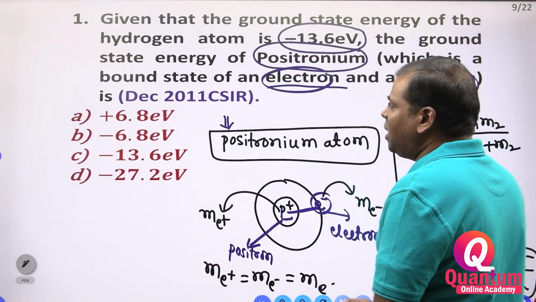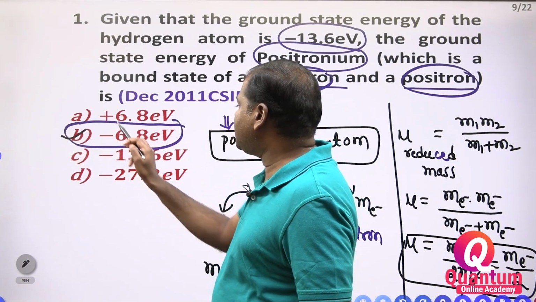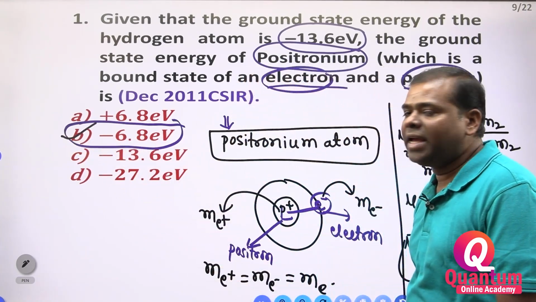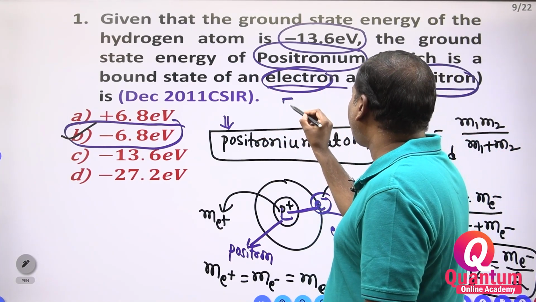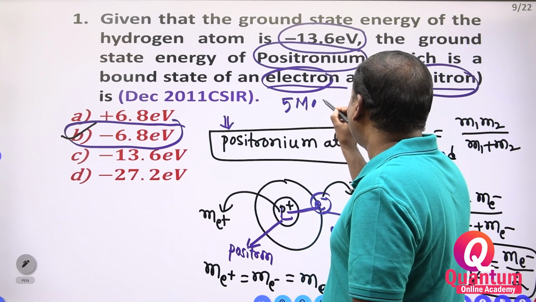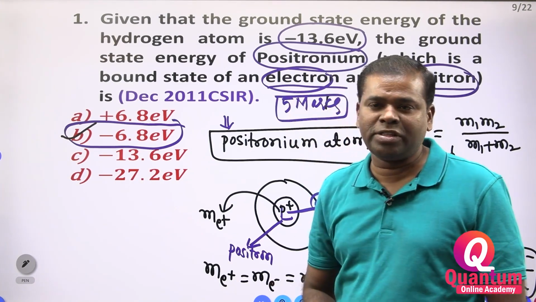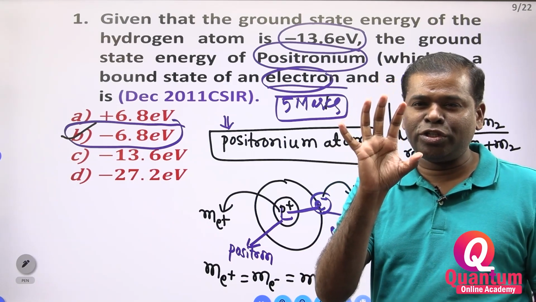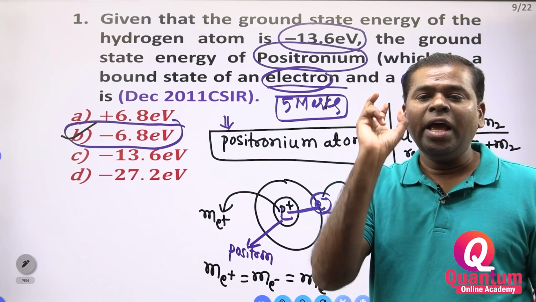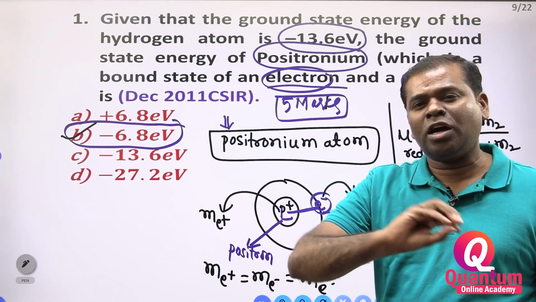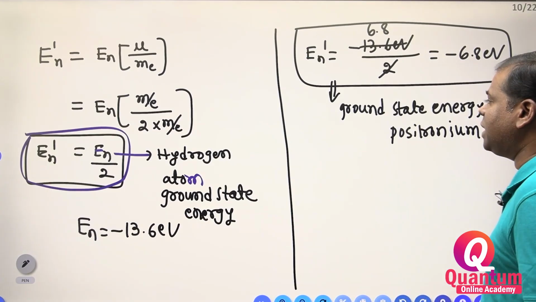Just remember En by 2 and you can get the answer immediately. What is the answer? Option B is correct, minus 6.8 electron volt. Very simple. How many marks will you get? 5 marks. Whether the question comes from atomic and molecular physics, you will see only 3 questions, that is part C in the CSIR pattern. In part C, there are 3 questions, and they are easy questions only. Clear?